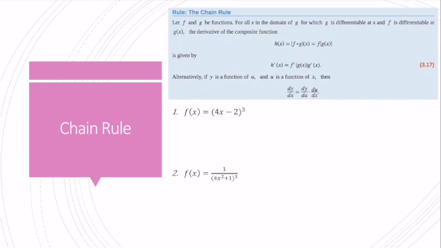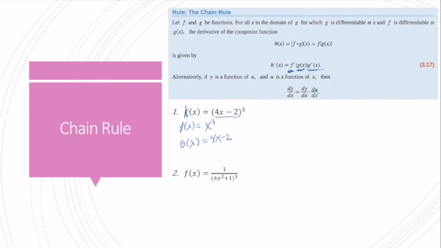So the chain rule says if I have two composite functions, the derivative of the composite function would be the derivative of the outside function times the inside function times the derivative of the inside function. So how does this work? Let's take a look here. Let's rename this h of x. That means my f of x, the outside function, is really just this cube here. And my g of x, my inside function, is 4x minus 2.